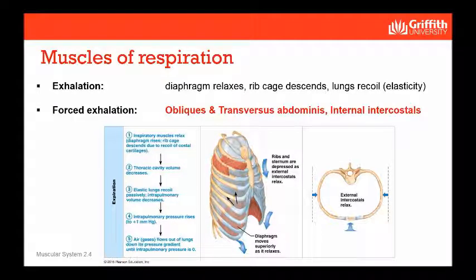However, forced exhalation is an active process that recruits the abdominal muscles, especially the oblique and transversus muscles, to increase intra-abdominal pressure, and the internal intercostal muscles to depress the rib cage, thus decreasing the volume of air within the thoracic cavity.